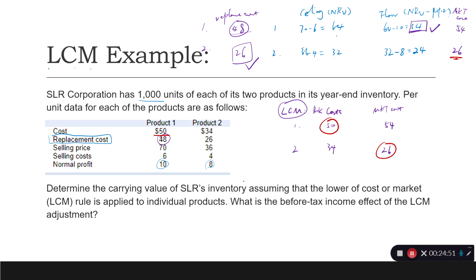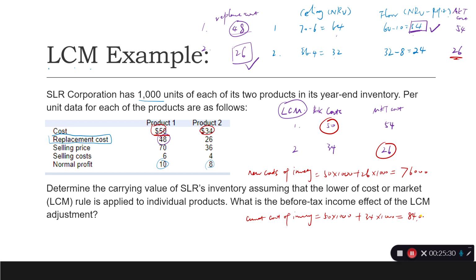Okay, so therefore the new cost of the inventory should equal 50 times 1,000 plus 26 times 1,000, which equals $76,000, right? And the current cost of inventory should be these two numbers, 50 times 1,000 plus 34 times 1,000, and it's actually $84,000. So that means you need to write down about $8,000, right?